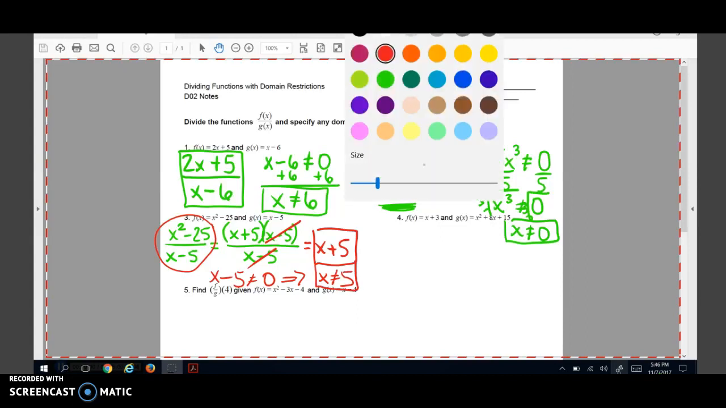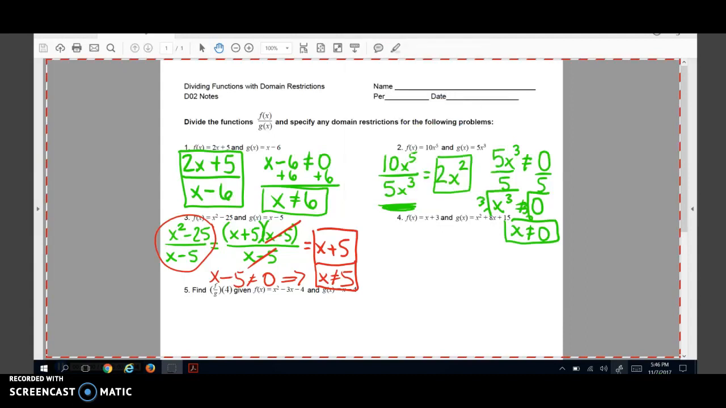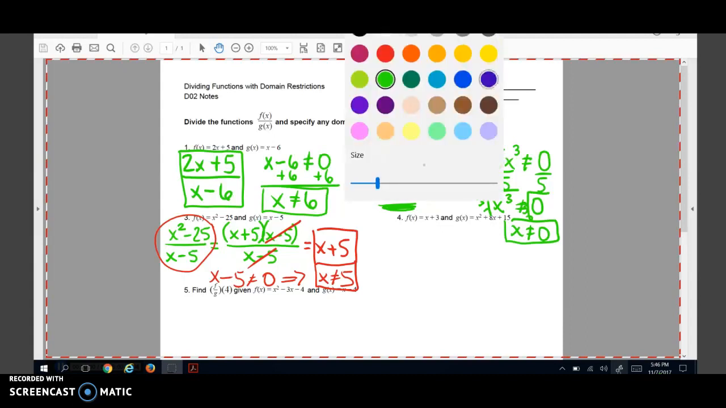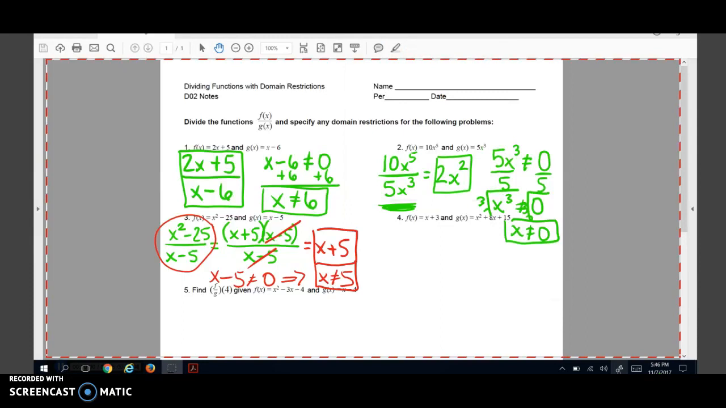All right, looking at problem number 4, we have f of x, which is x plus 3, divided by x squared plus 8x plus 15. Again, we need to see if this will simplify in any way. Looking at our denominator, we can see that this should factor using an easy trinomial method.